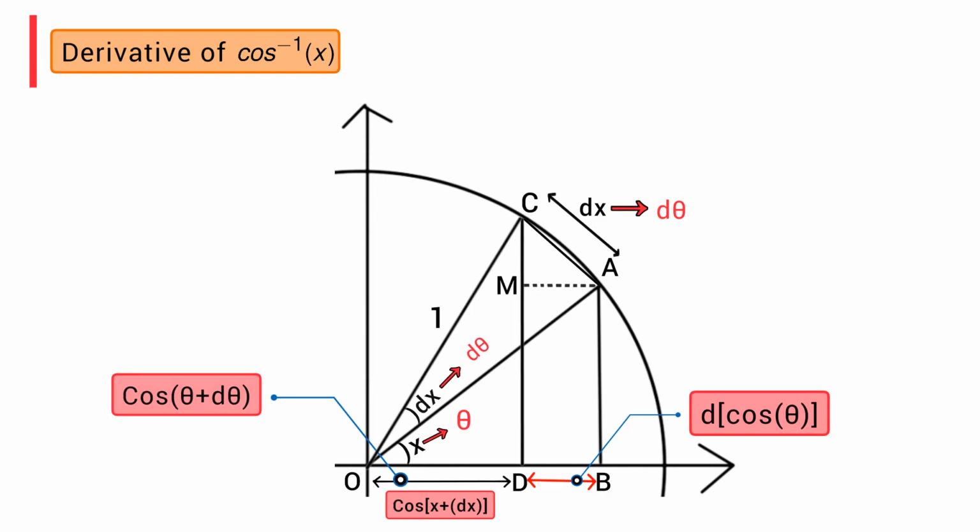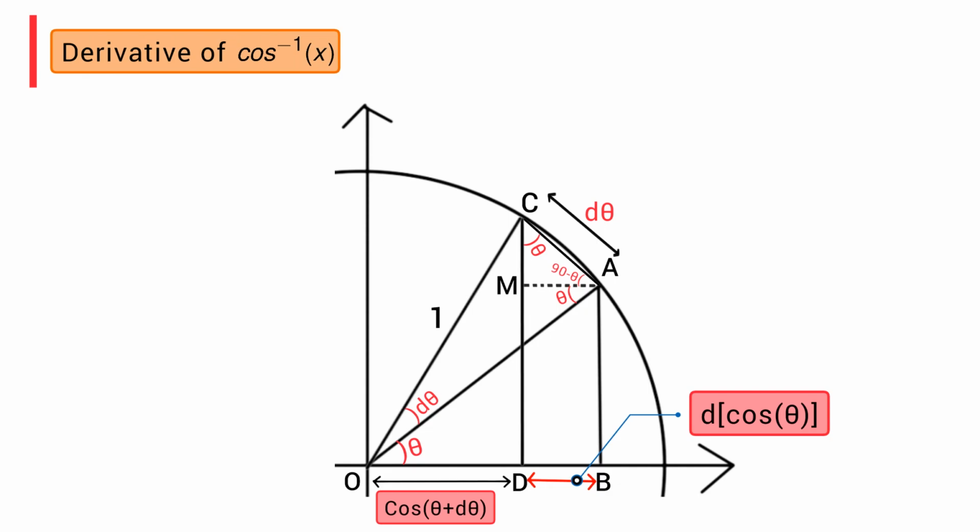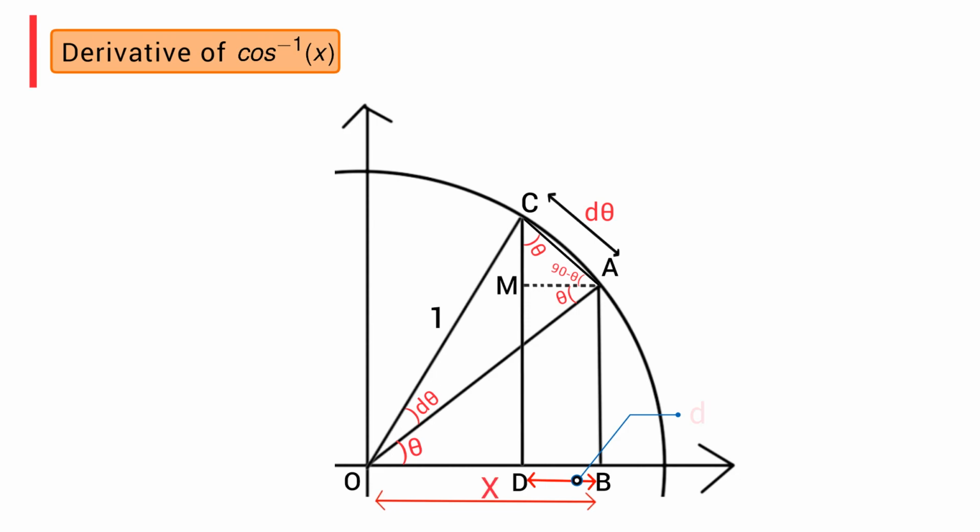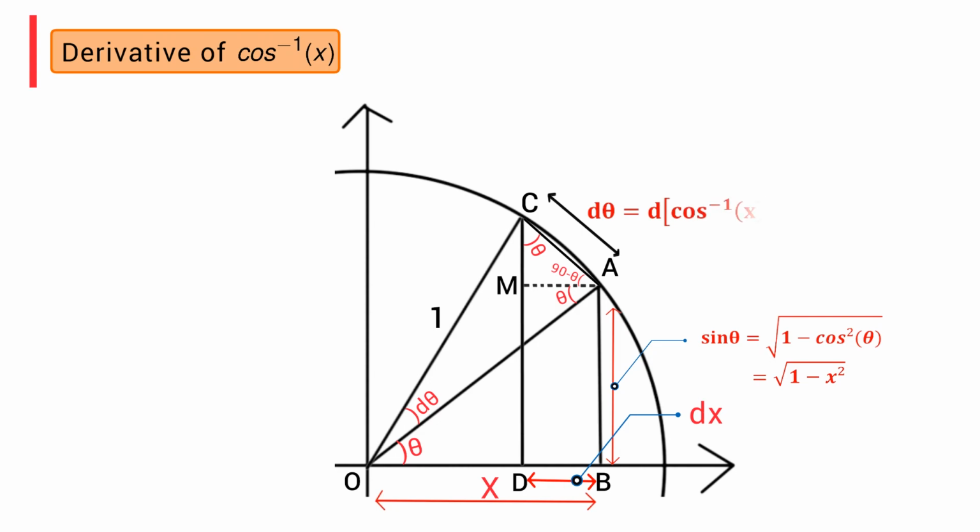Therefore, we replace the angle with theta in all other terms accordingly. Assigning cosine theta as x, the change in cosine theta represents dx. Using the Pythagorean theorem, we express sine theta as the square root of 1 minus cosine squared theta, or the square root of 1 minus x squared. The dependent function, d theta, is defined as d cosine inverse x.